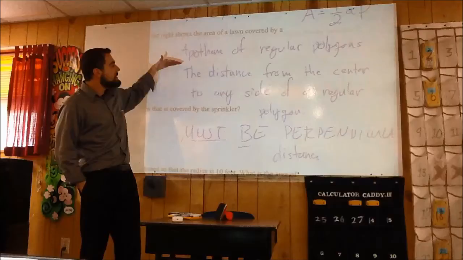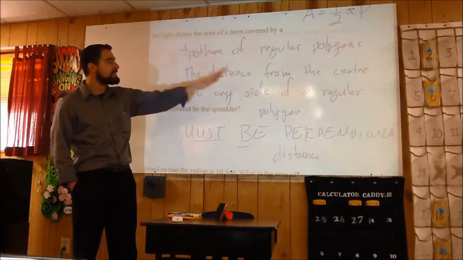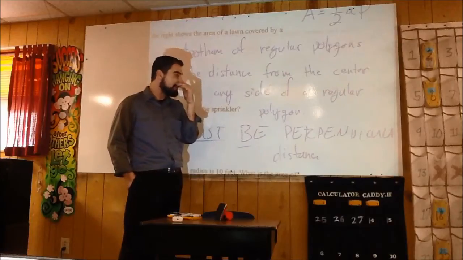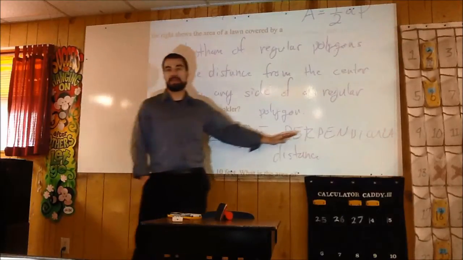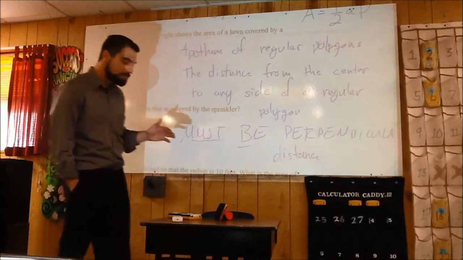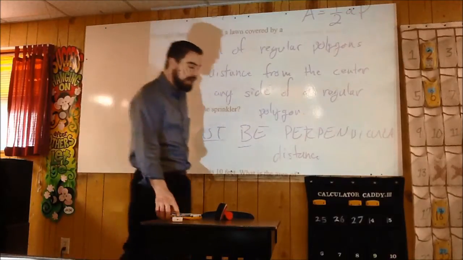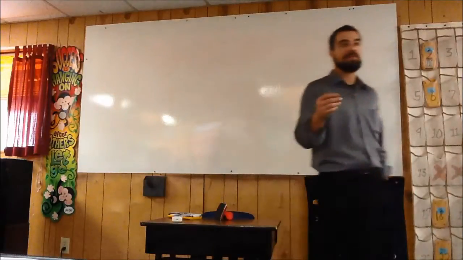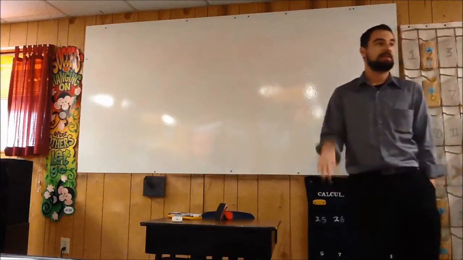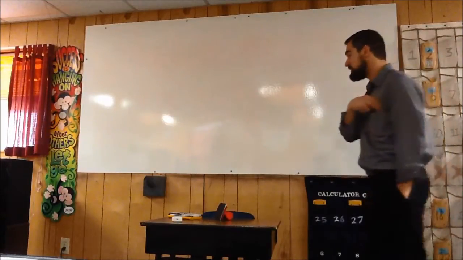I don't know. Anyways, so this is what we wrote down. We said it's the distance from the center of the regular polygon to any side of that regular polygon, but it must be the perpendicular. Put that in all big caps. You must know you're talking about that perpendicular distance. And that goes for any time you're finding the distance from a point to some geometric object. You must be talking about that perpendicular distance.